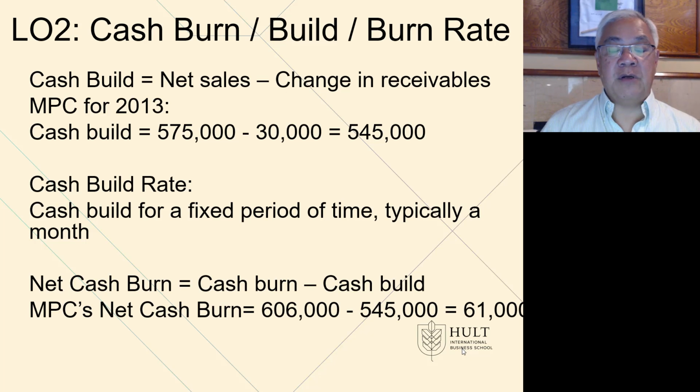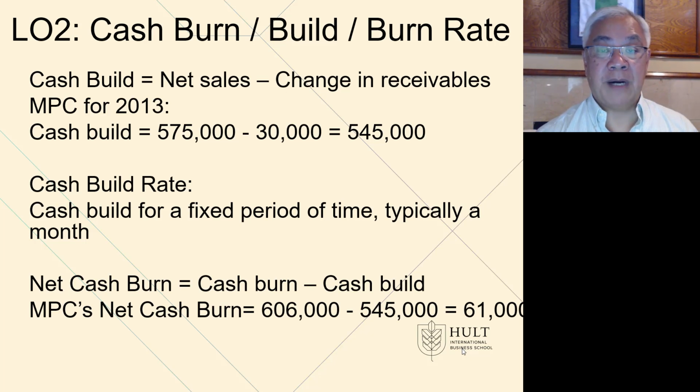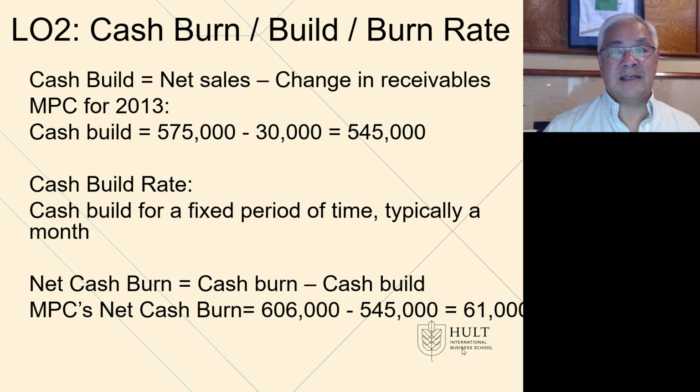So the net cash burn equals the cash burn minus the cash build. So in this case, we were burning at a rate of 606. We were building at a rate of 545. So we're burning 61,000. Notice that cash burn is a positive number. So we're presuming that young companies are burning cash. We're spending cash. So the signs may be confusing, but a cash burn, if it's a positive number, means you're burning cash, which is a negative to cash, right? So our presumption is we're burning cash.